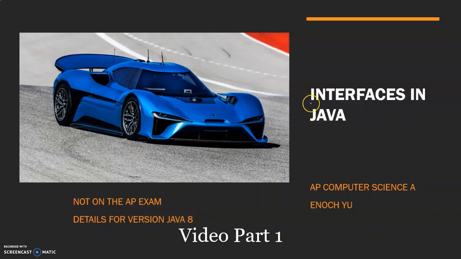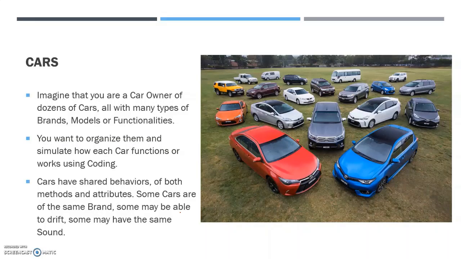Hello, today we're going to be talking about interfaces in Java. Note that this topic is not on the AP exam and that all the details for interfaces are updated to Java 8. So imagine you're a car owner with dozens of cars, with many types of brands, models, or functionalities.